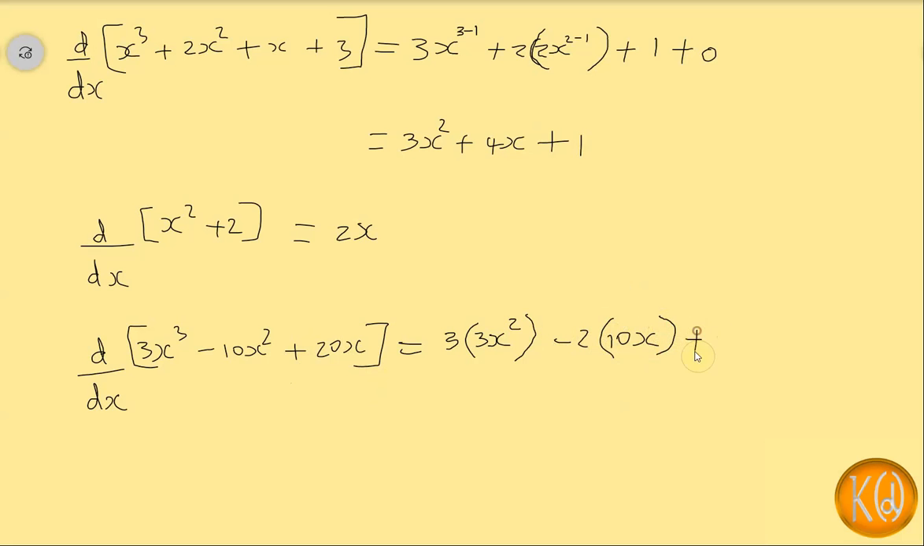Now it's plus, multiply by the power, but the power here is 1, so we don't have to multiply by the 1 because 1 times anything is itself, so it will just be 1 times 20, which is 20. Great, so if we simplify, we get 9x squared minus 20x plus 20. And that's simply how you differentiate polynomial expressions.